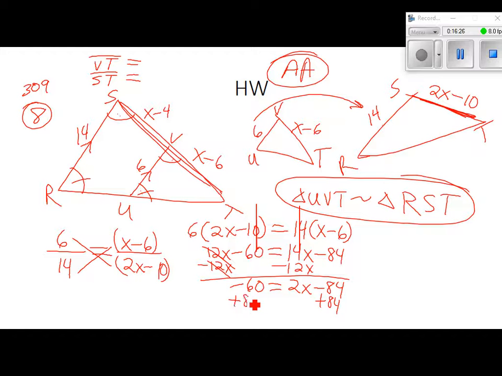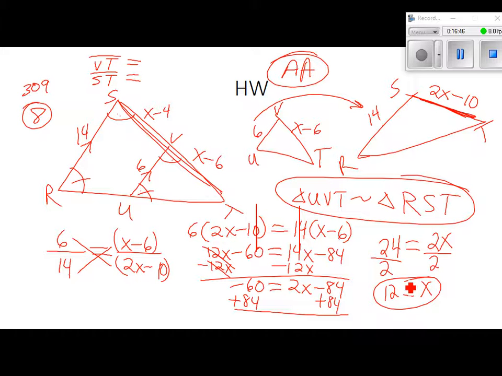On the left, what's that leave you with? 24, you're right. 24 equals, how about on the right? 2x. What's the last step? Divide by 2. What's x equal? So that's part of our answer, that x equals 12 is part of our answer.